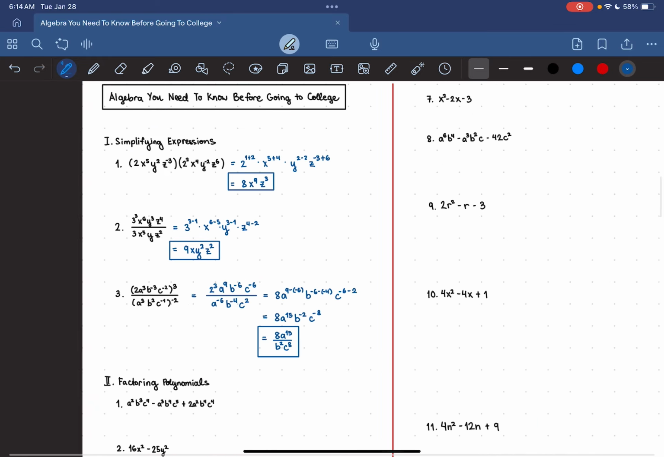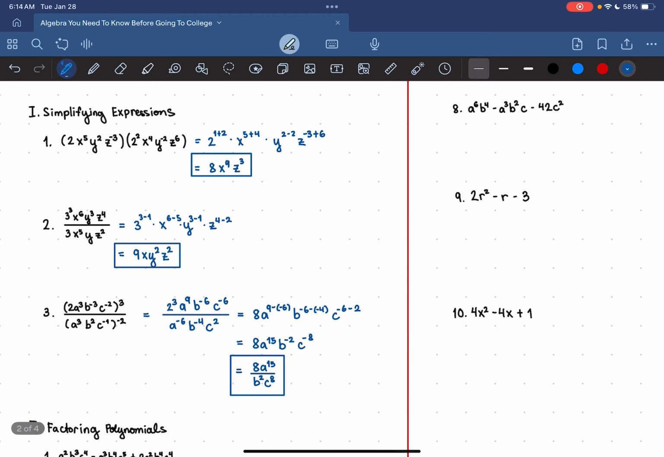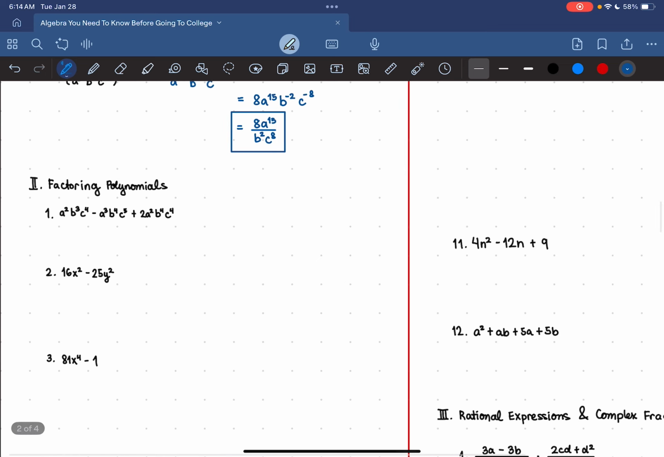So these are the problems or items or exercises that you should be able to answer when simplifying expressions. This will be important as you go on along some calculus courses, okay? Okay, good. So next is factoring polynomials.